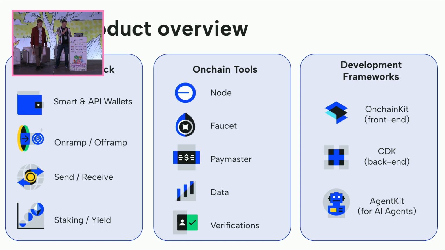And then this is just the last view of another way to slice and dice our products. We've got that payment stack for storing, converting, transferring, and earning value on-chain. All these on-chain tools around data, Paymaster, verifications you can look into, and then all those SDKs and frameworks. And that's a good transition to AgentKit, so I'll turn it over to Lincoln to talk through that.